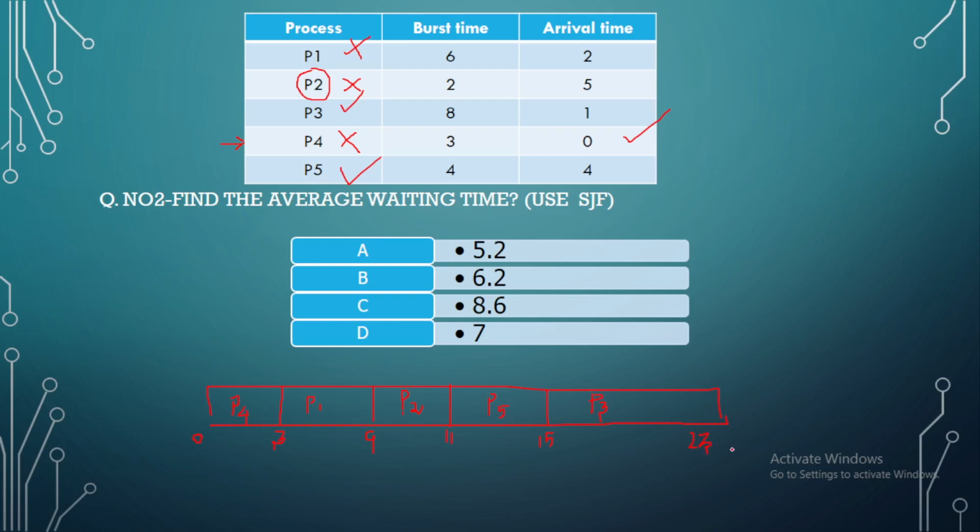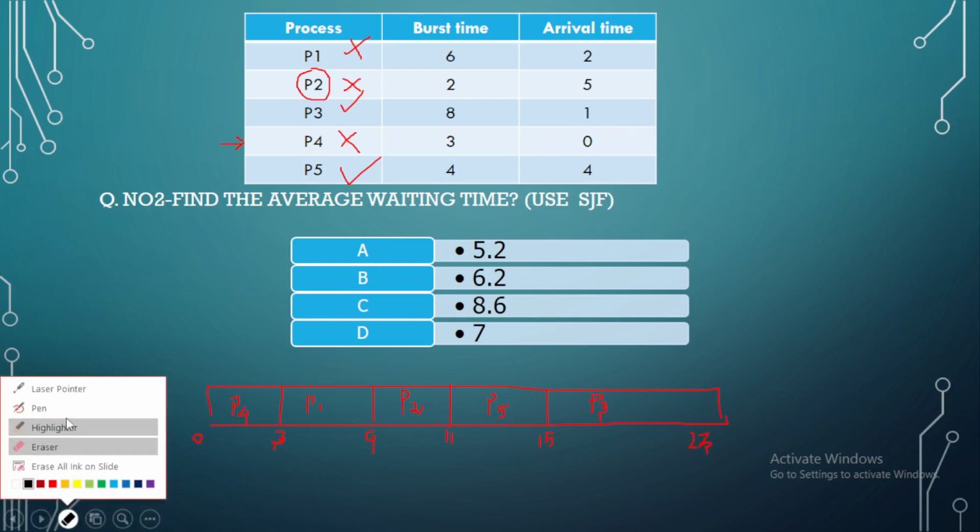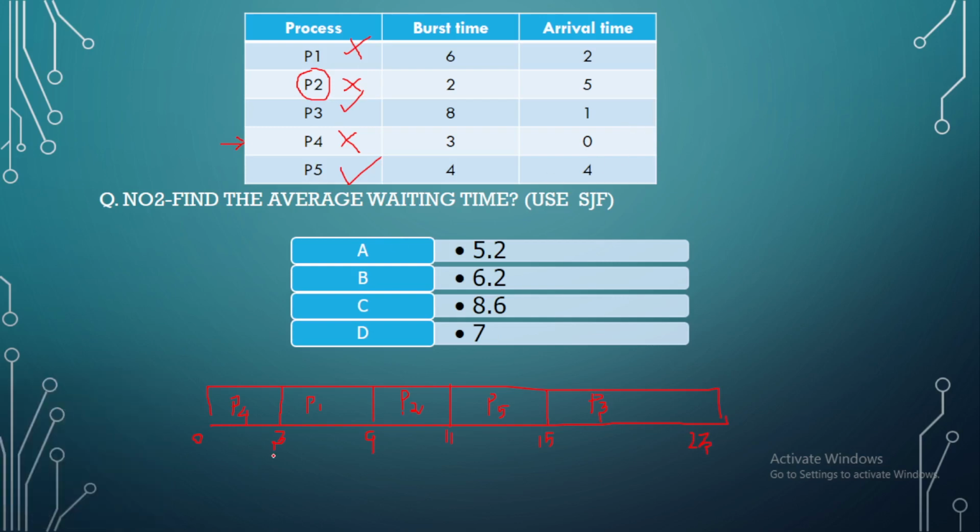Now we have to find the waiting time of each process. Here arrival time is given, so we have to subtract the arrival time from the start time. Here first we have P1. P1 starts executing at the 3rd nanosecond, so start time 3 minus arrival time 2 is 1. This is the waiting time. P2's starting point of execution is the 9th nanosecond, so 9 minus 5, 4.